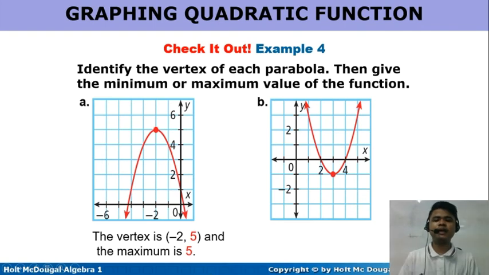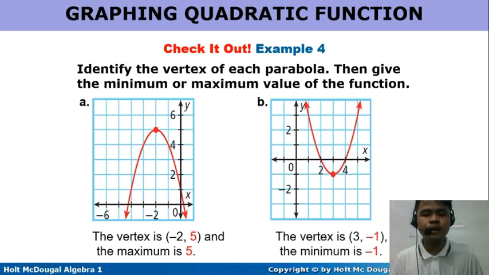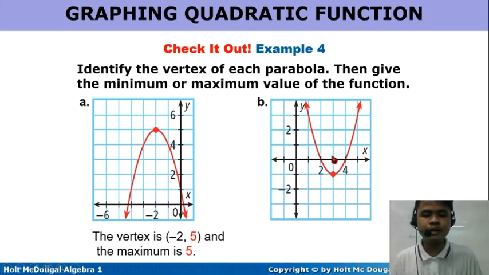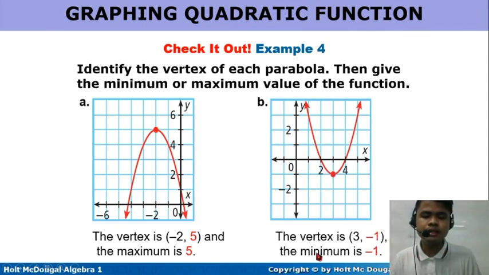The next, dito naman tayo sa letter B. Okay, let's locate the vertex. Nasa 3, negative 1 siya. And the parabola opens upward, so nasa pinakailalim yung vertex. Okay, the vertex is 3, negative 1. And as to what I have said, if the parabola opens upward, then magkakaroon siya ng minimum value. And the minimum value will be the y value, which is negative 1.